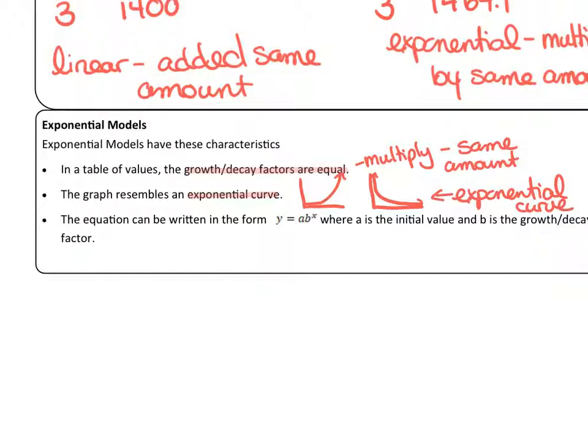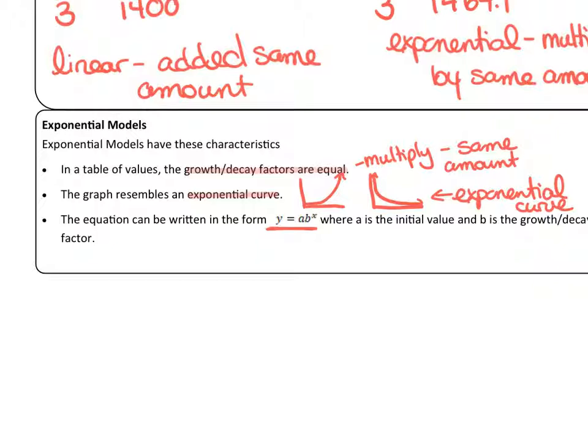The equation can be written in the form y equals a times b to the exponent x. A is the initial value, and b is the growth or decay factor. I think if you took the grade 11 college course, then we went over this a couple times, and I might add a couple videos in here that I already have to help with that. But if you have forgotten, you can take a peek at them. But this is really the formula we're looking for in terms of exponential functions or exponential models.